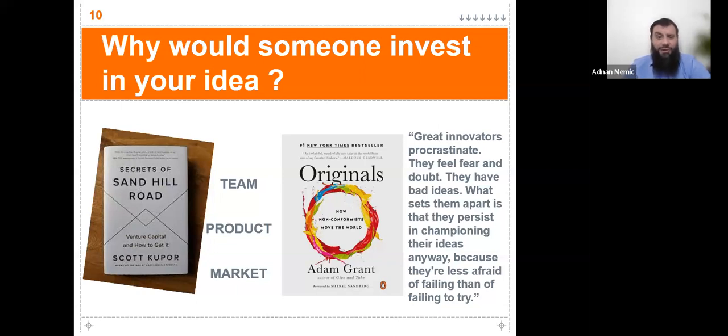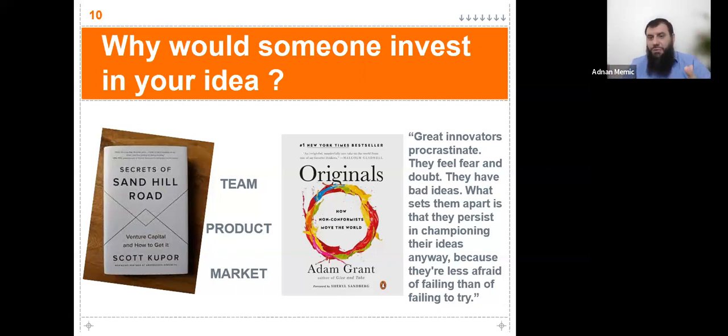If you haven't heard of Sand Hill Road, this is essentially the capital of venture capitalists, right? All these investors. It's like the Rodeo Drive is to Hollywood, or the Magnificent Mile in Chicago, or Saks Fifth Avenue for shopping. Sand Hill Road is where all these venture capitalists are.